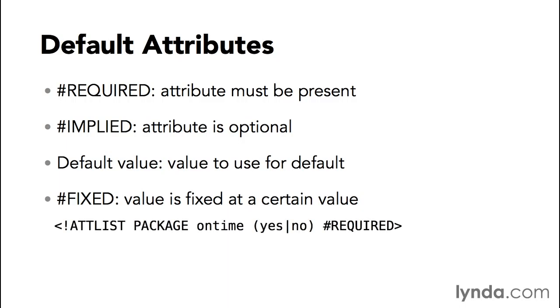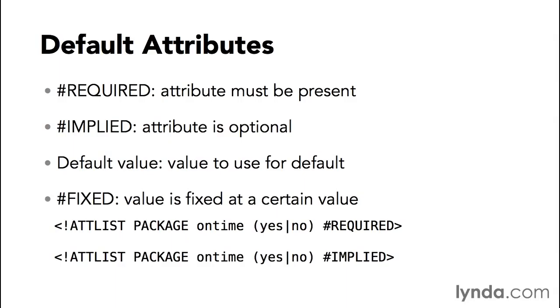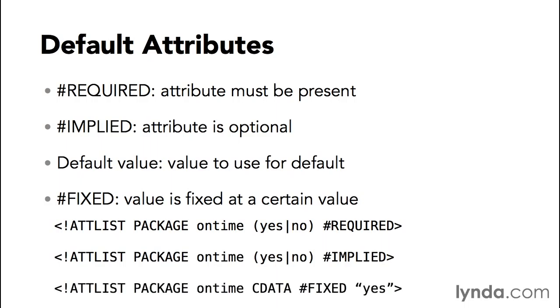In this example, we have an attribute named onTime. And onTime is required, and it can either be yes or no. In this case, we have an onTime attribute, and it's either yes or no, and it's implied. In other words, the XML data may or may not contain it. In the third example here, the onTime attribute for the package element is character data, and it's fixed to the value of yes. If you put anything else in there, then that would be an error.